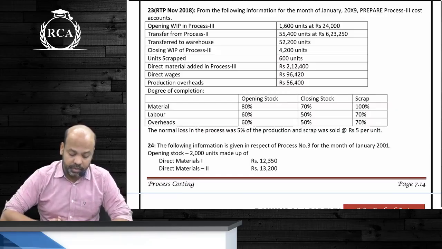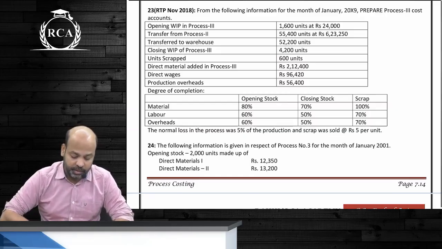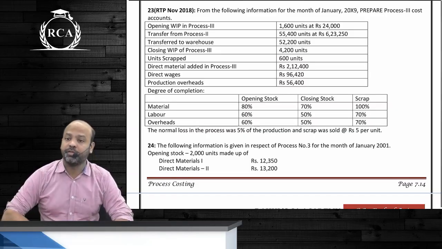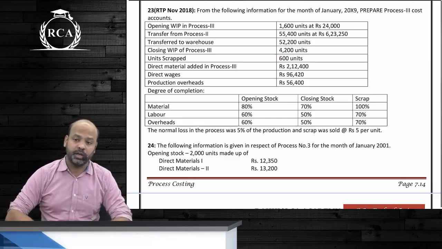Degree of completion for material, opening stock, closing stock, scrap, guys. For material, it is not given as 100%. Because the degree of completion for material is not 100%, guys, what do you understand?